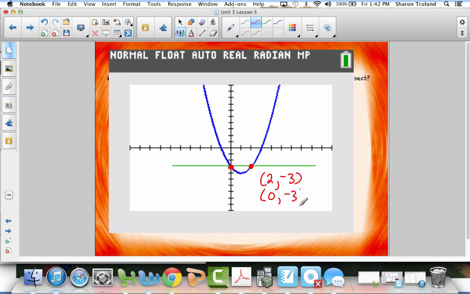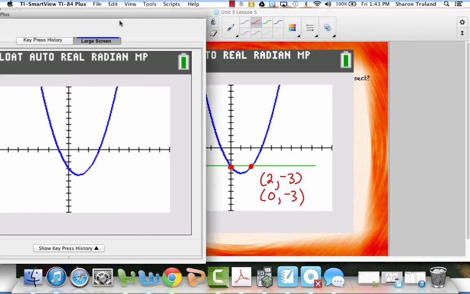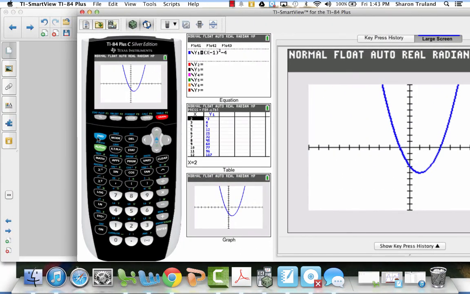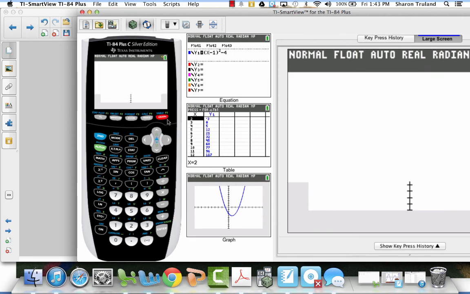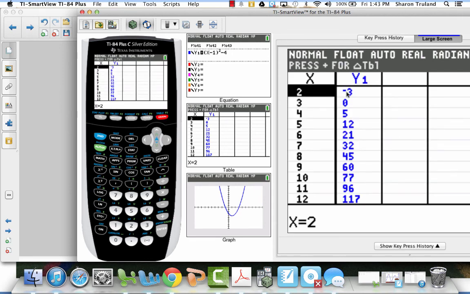Is that what we found on our graphing calculator? Let's see. Let's go back to that table. Yep, when I put a 2 in, I get a -3. And when I put a 0 in, I get a -3.